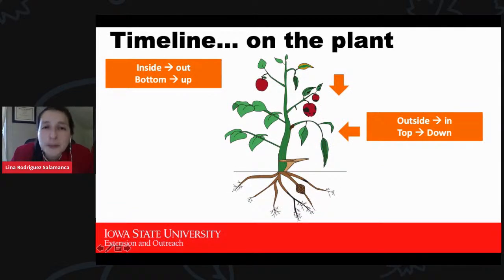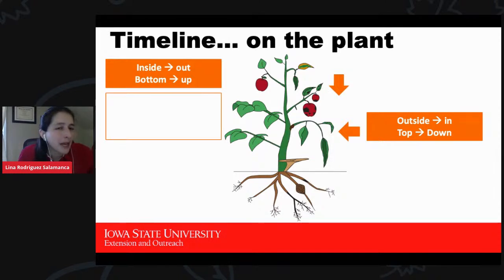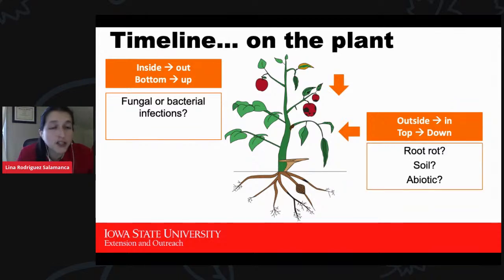All right. So talking about timeline on the plant, are the symptoms or the problem that you're noticing developing from the inside out or the bottom up, or the outside in and the top down? If it's inside out and bottom up, this is very common for fungal or bacterial infections. While if it's outside in or top down, it's very likely that could be a root rot problem that may be related to the soil characteristics. If the soil is too heavy or it's not draining well, or it could be abiotic.